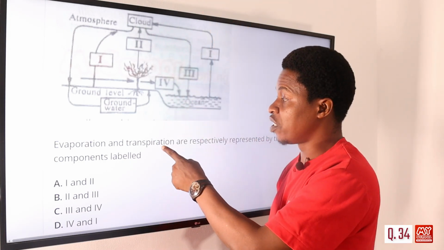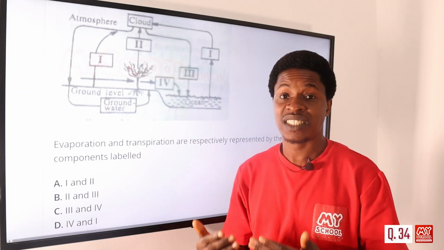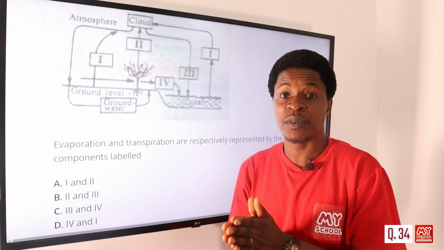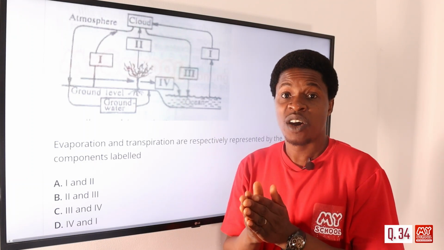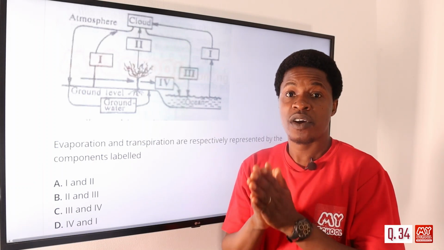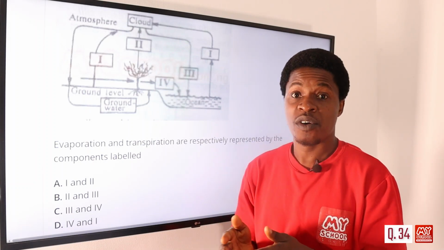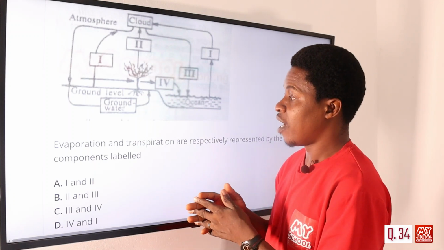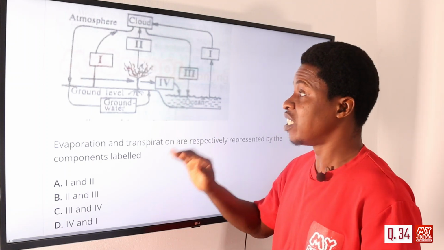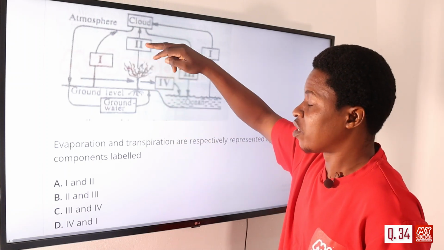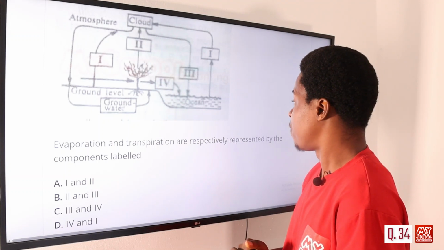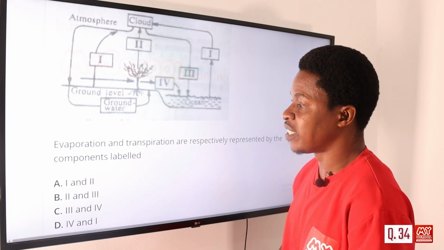And then when we talk about transpiration, we know that takes place in plants. When there's excess water, the water is being released, excreted out of the plant in form of either water vapor or what we call water droplets. It could be guttation or transpiration. Transpiration is just talking about the water that's moving from plants. So the question says that evaporation and transpiration are respectively represented by the components labeled.